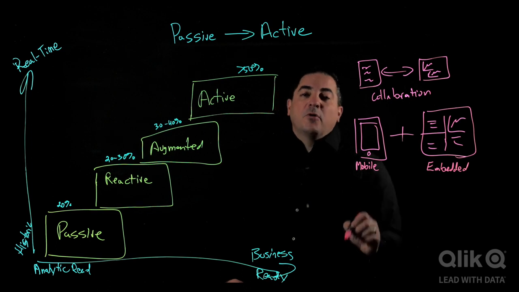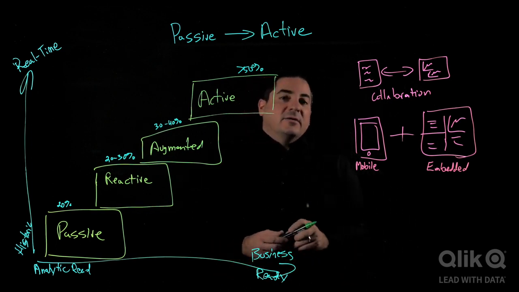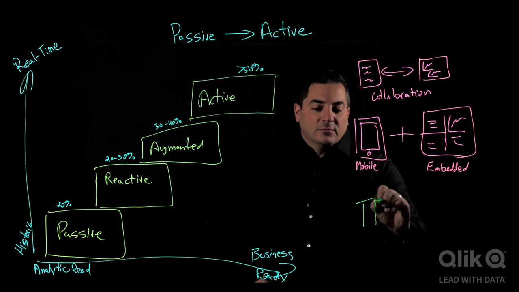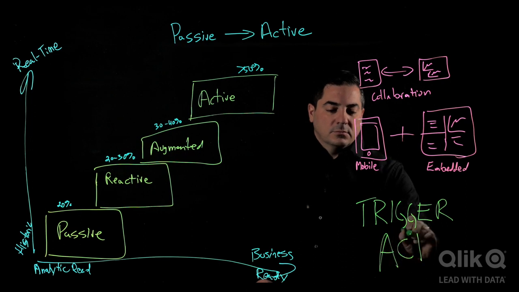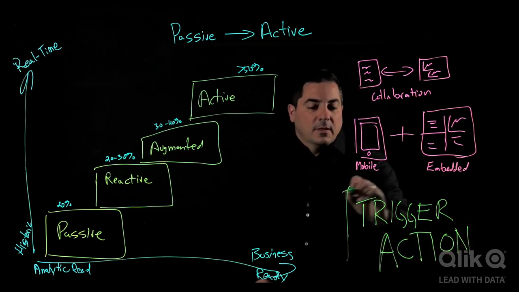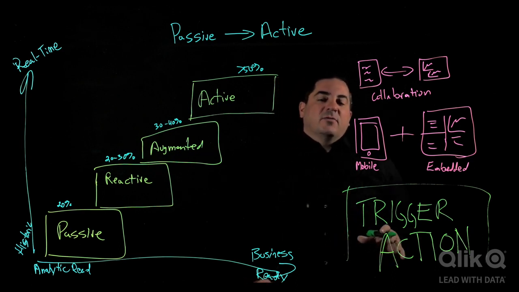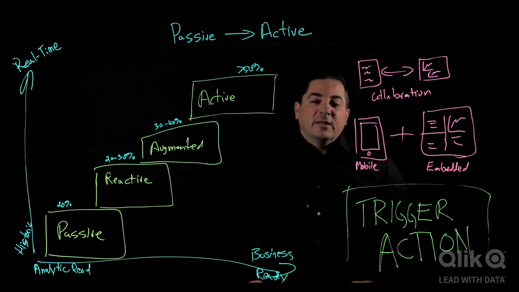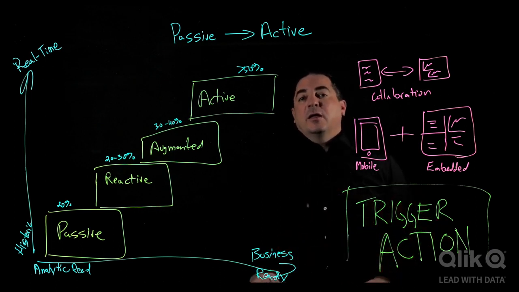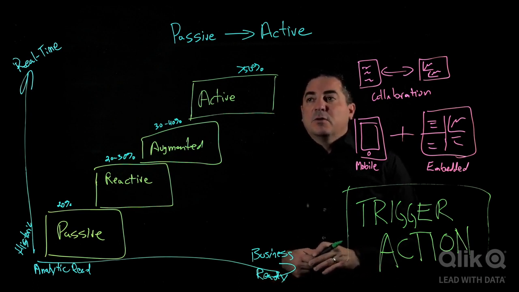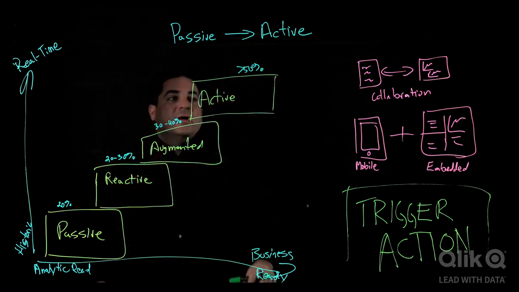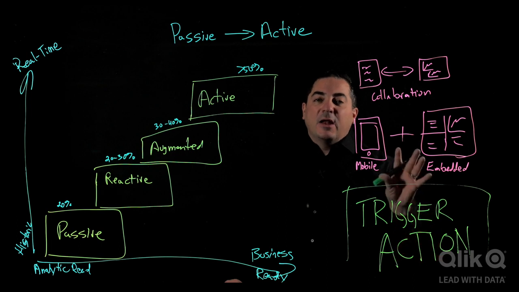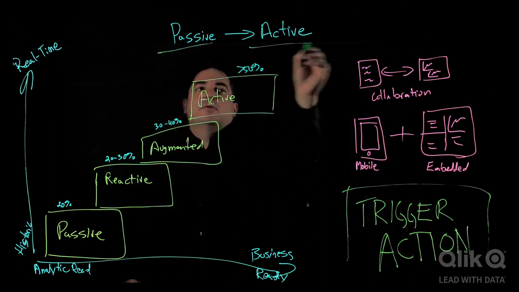And finally, and most importantly, active analytics needs to trigger action. That's done in two key ways. One is automating things, and the other is alerting individuals of what they need to do and prescribing the approach they need to take. So, by building on what you already have, moving from passive to reactive to augmented and active, having collaboration, mobile and embedded, and triggering action, you can move from passive to active analytics.